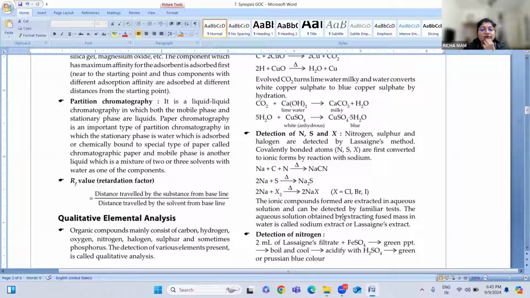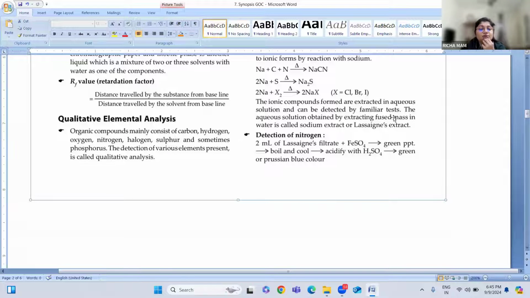Now, whatever ionic compounds are there, we are going to extract them. We are going to heat that and we are going to filter, and with whatever filtrate we get, we are going to do the test. That extract or solution is called the Lassaigne's extract.